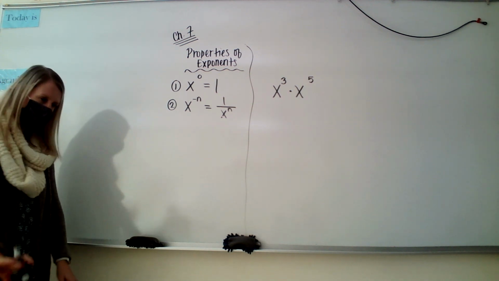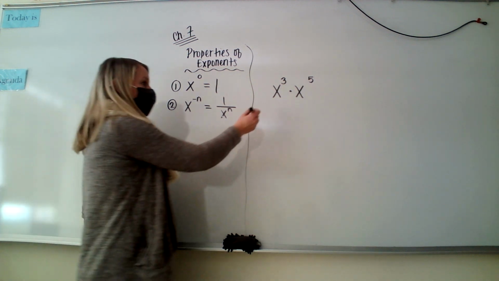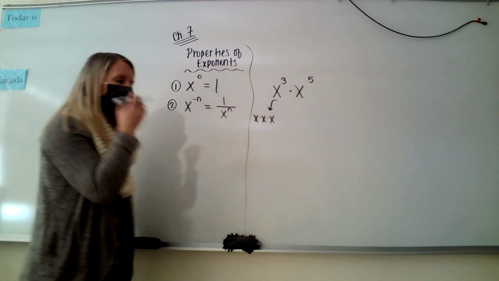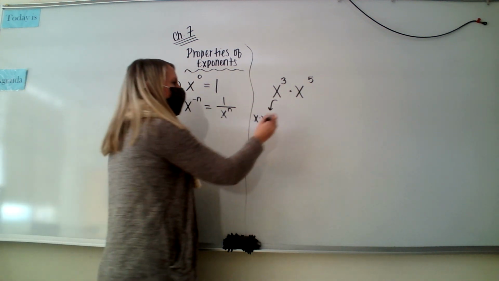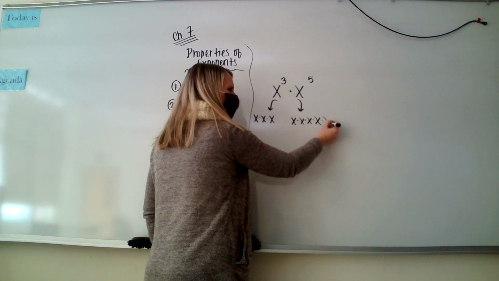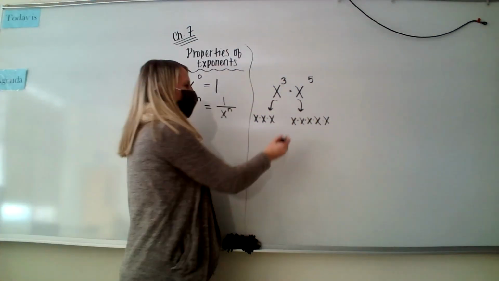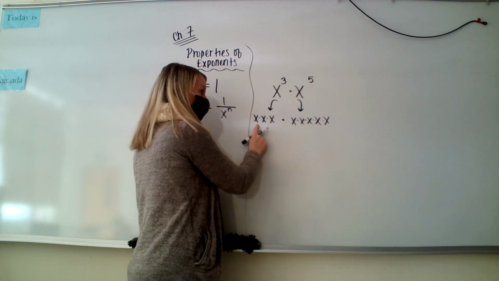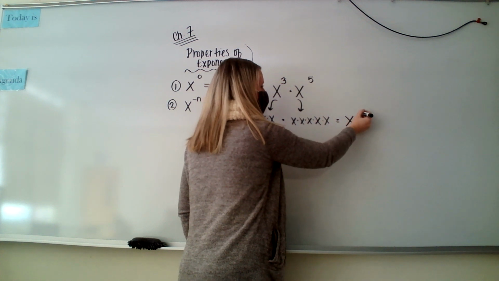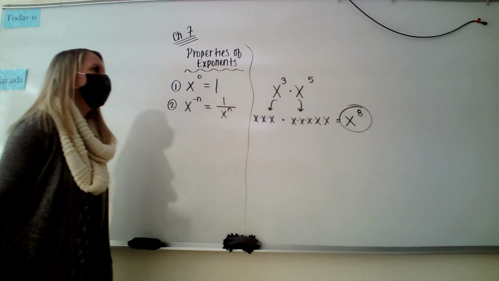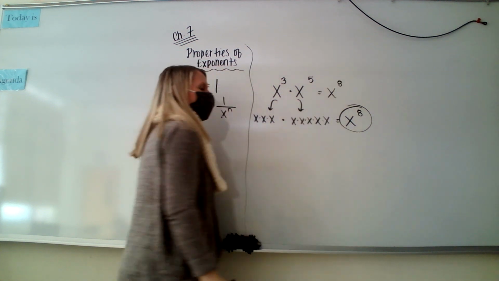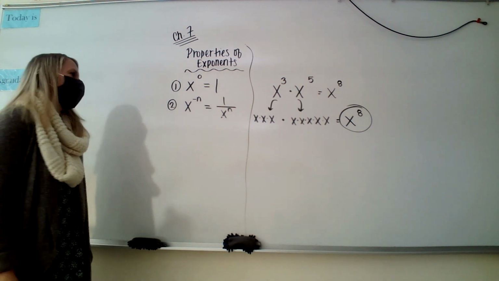So we're just going to think logically, then we'll write the rule. X to the 3rd means x times x times x, right? We obviously don't want to write it out the long way every time, but just to visualize what's happening, x to the 5th means x times x times x times x times x. So if I multiply these together, I have eight x's multiplied, which is x to the 8th. So our rule is, if we are multiplying, what do we do with the exponents? We add them. Great job, guys.